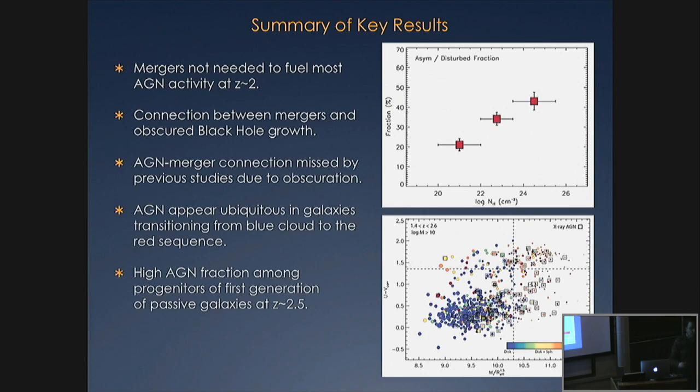So Guillermo Barro has done a lot of MOSFIRE follow-up work where he's measured stellar masses based on velocity dispersions and finds that they match fairly well with the SED-derived stellar masses. So it does look like their spectra, their near-infrared spectra, I should say rest frame optical spectra, appear to be stellar dominated.